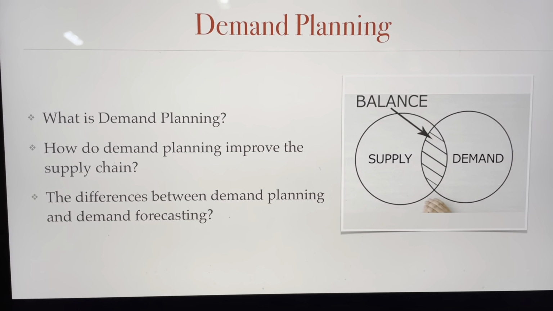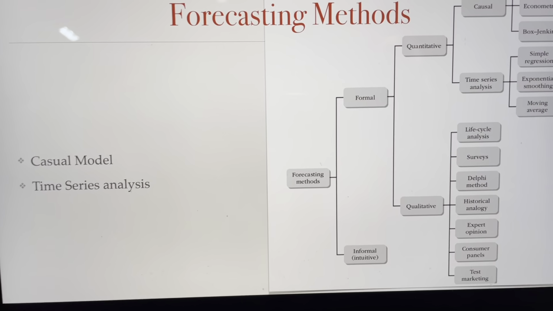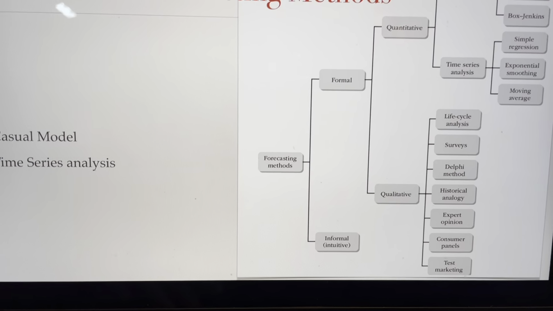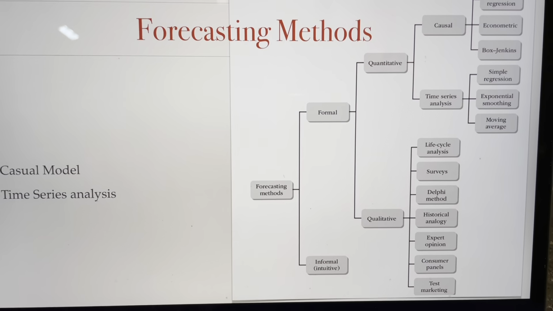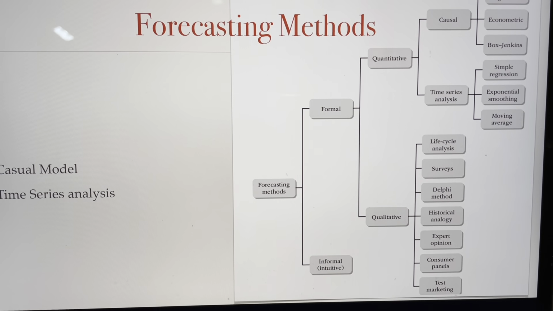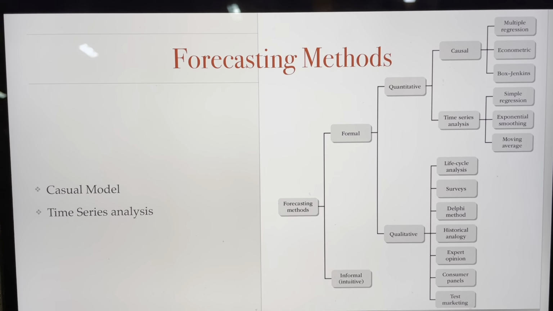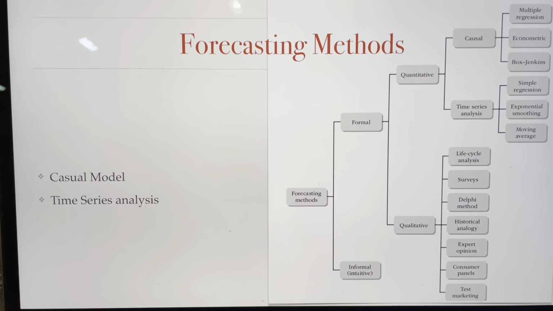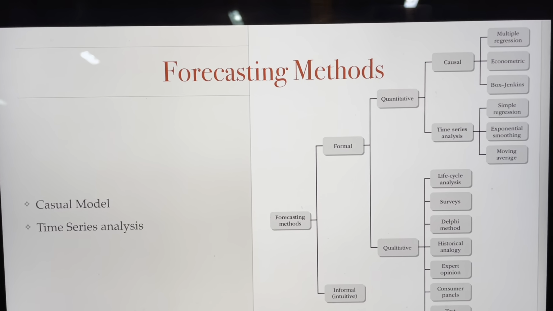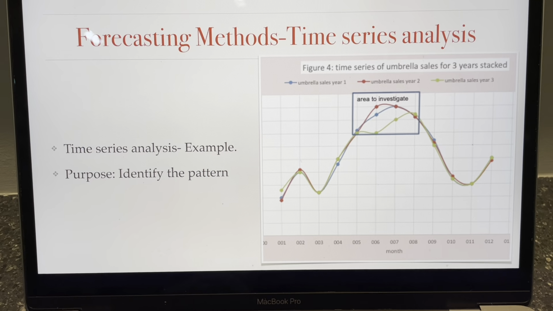So then we go further to introduce several forecasting methods. Here we can see the forecasting methods can be divided into formal and informal. And in the formal, we can also divide it into quantitative and qualitative. Here I will just introduce two main and general forecasting methods, which are causal forecasting and time series forecasting. So what is time series forecasting?